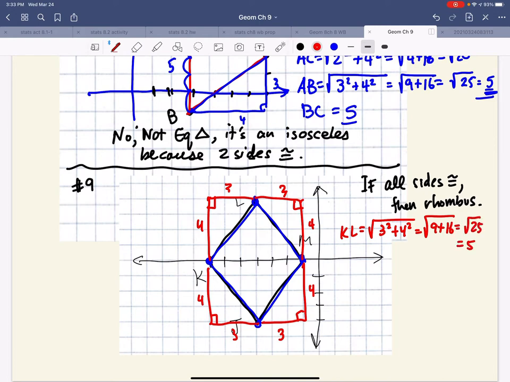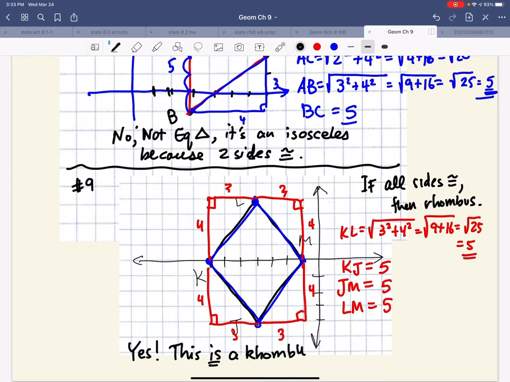So that's 5. That means, since that's 25, the rest of these will be 25 as well. KJ has to be the square root of 25, which would be 5. And LM would be 5. So we have confirmed... the rest were no, but this one is yes. This is a rhombus because all sides are 5. Nice work.